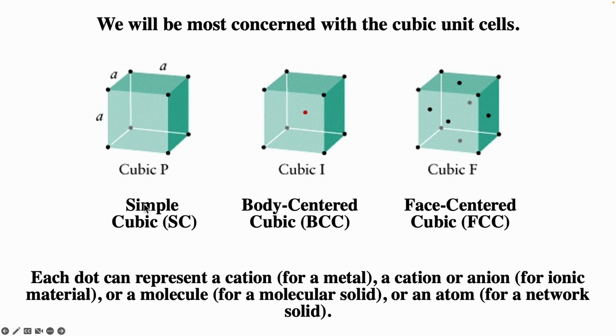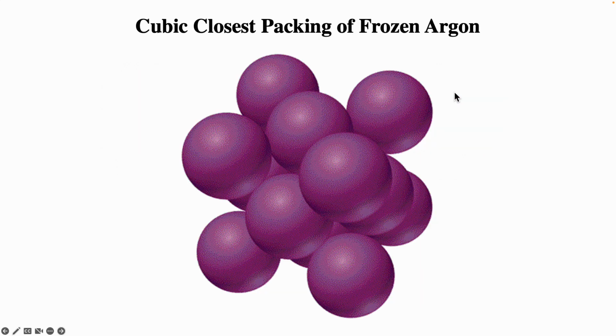And so again, simple cubic unit cells, particle in each corner; body center cubic unit cell, particle in each corner plus in the middle; and then face center cubic unit cell, each corner and each face. And so cubic close packing of frozen argon, and if you notice, you have particles at each corner and each face, and so that would be face center cubic.